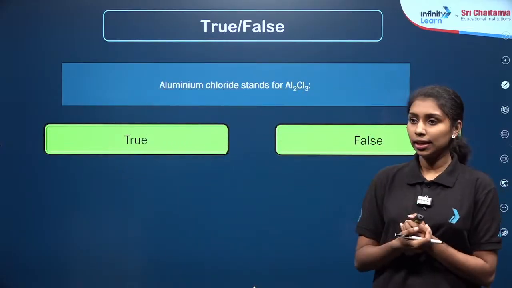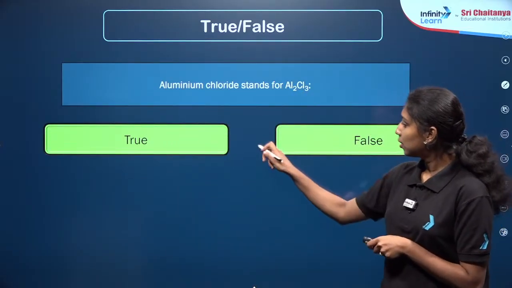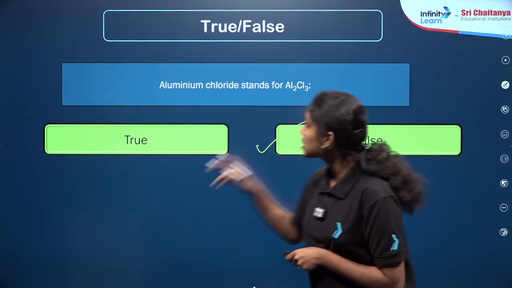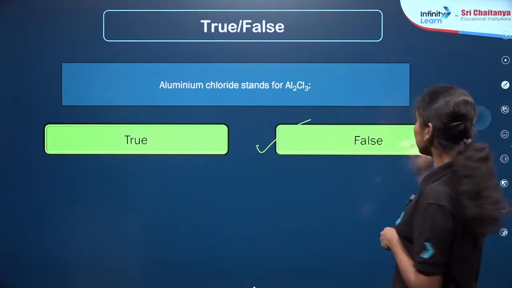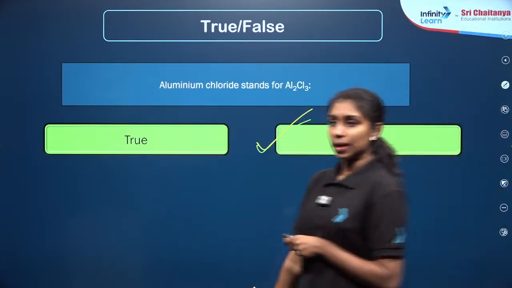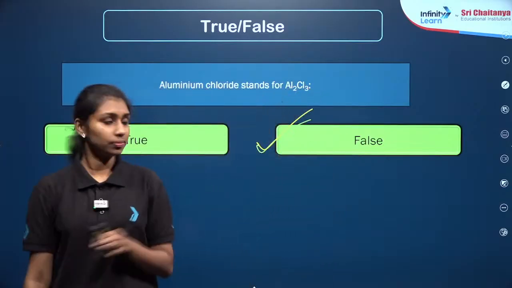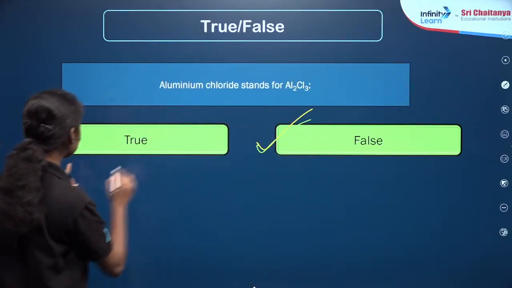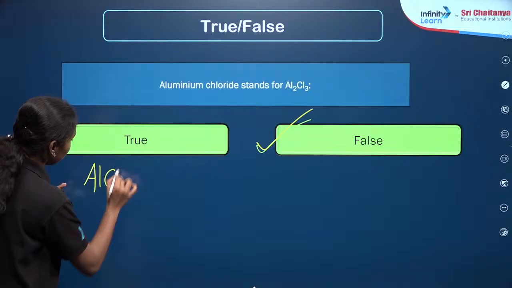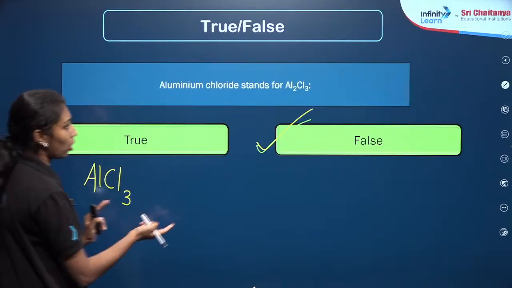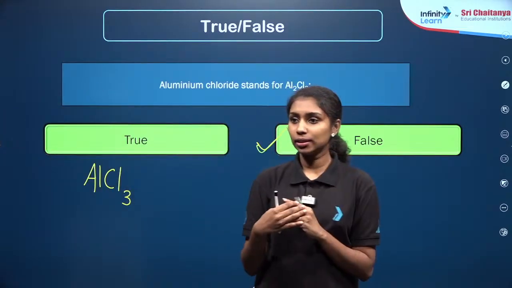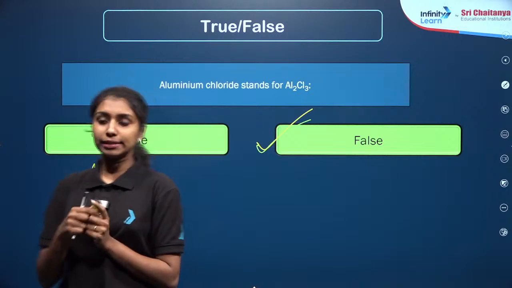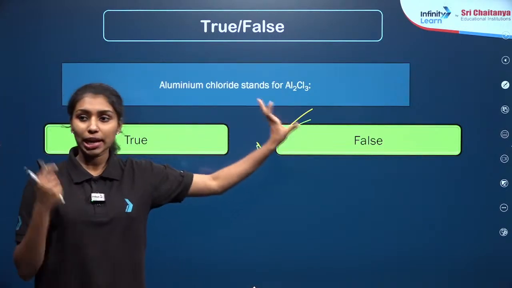Yes, false, right? So the correct answer is false here, which means then what will be the correct answer here? Yes, Indra, you are correct. AlCl3 is the chemical formula for aluminum chloride. How can we find that? This is an example of an ionic compound, right?